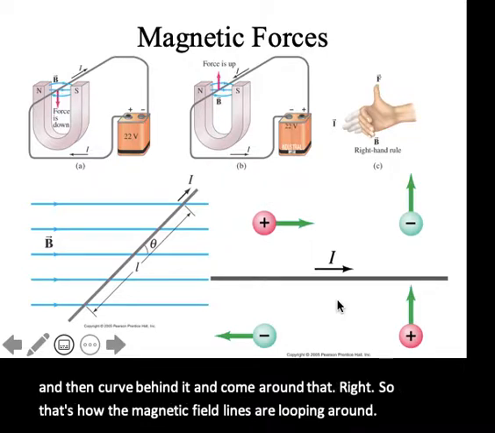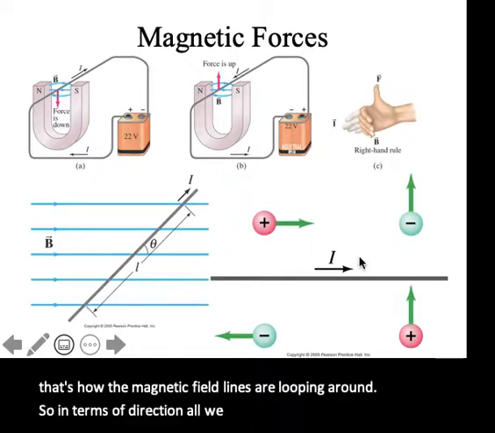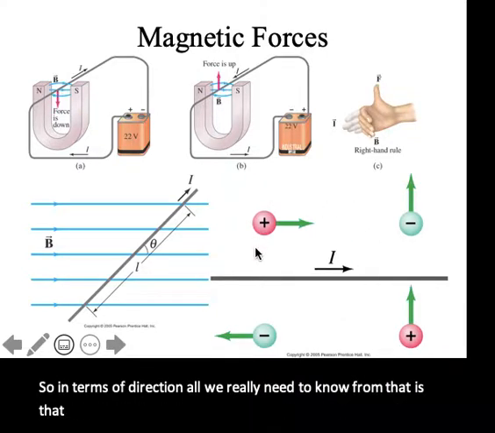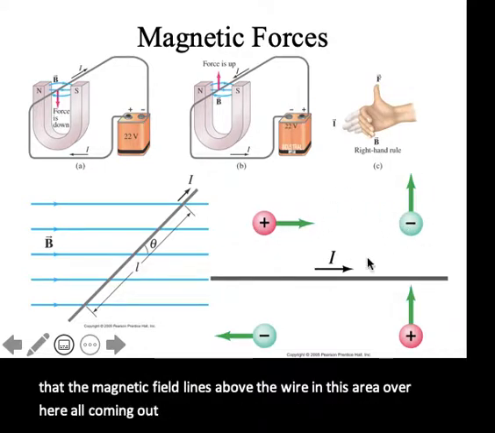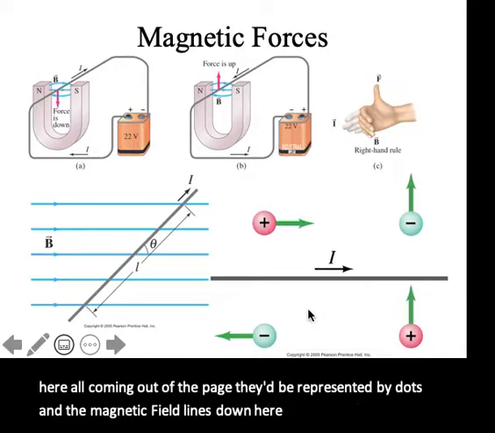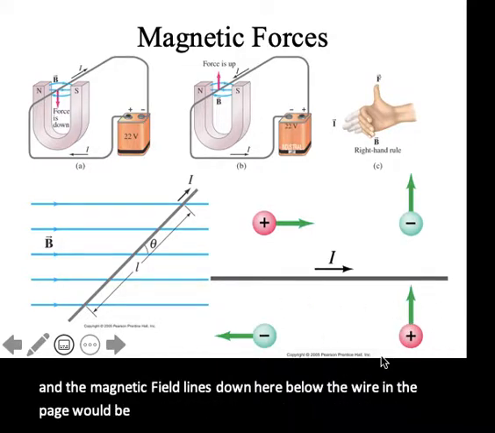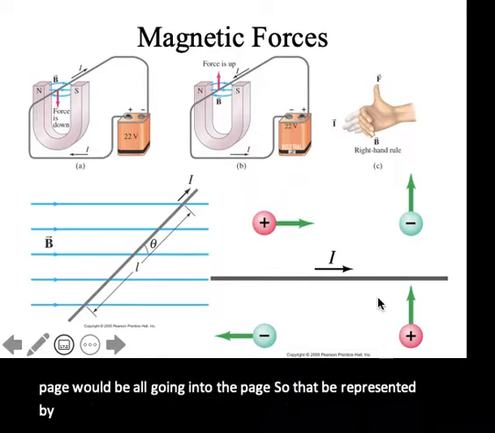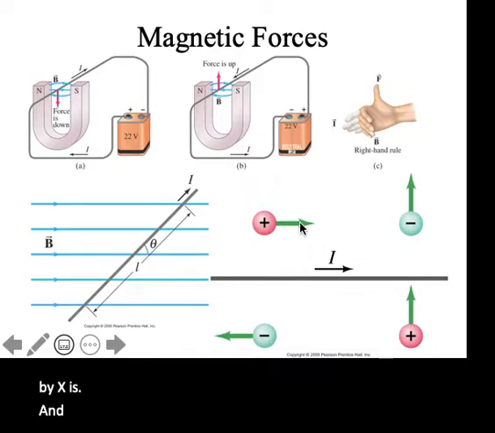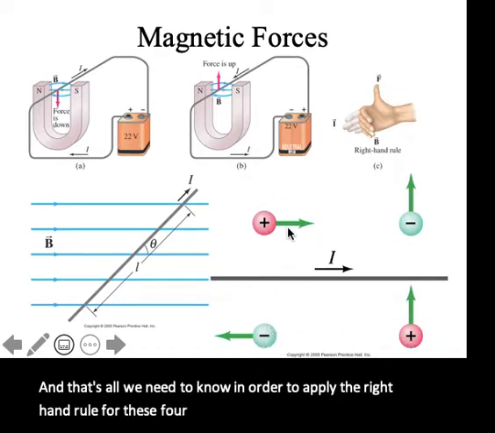So in terms of direction, all we really need to know from that is that the magnetic field lines above the wire in this area over here are all coming out of the page. They'd be represented by dots. And the magnetic field lines down here below the wire would be all going into the page, so they'd be represented by X's. That's all we need to know in order to apply the right-hand rule for these 4 individual cases to figure out the force.